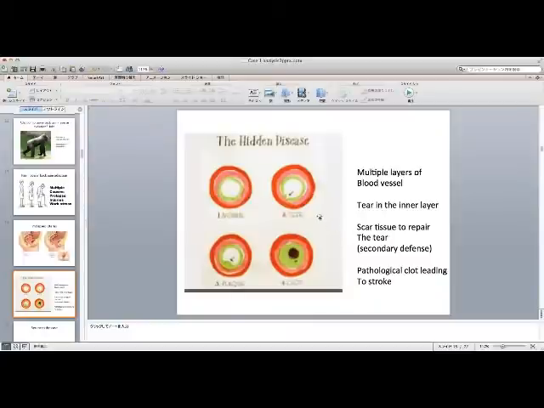Now, there are other diseases that we're familiar with. There are multiple layers in the blood vessels.